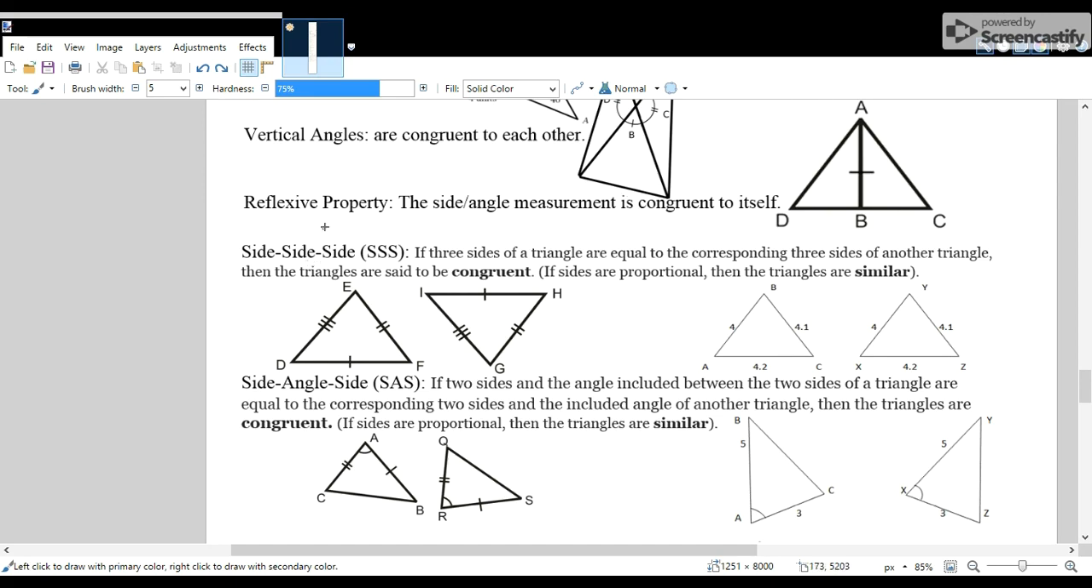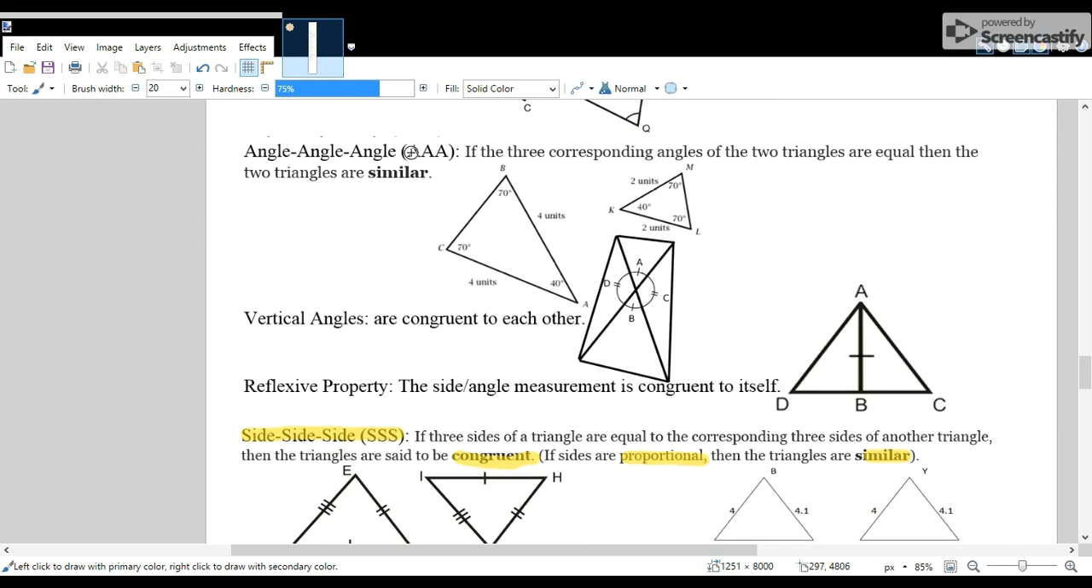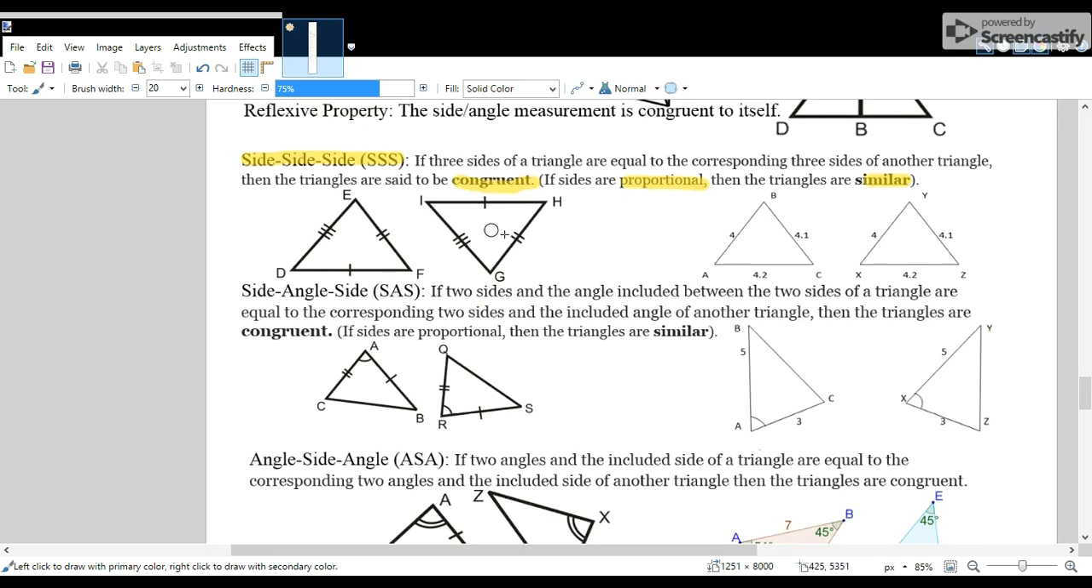Now the side theorem, we have if three sides of a triangle are equal to the corresponding three sides of another triangle, the triangles are said to be congruent. And if the sides are proportional, the triangles are similar. So you can use this theorem for both congruence and similarity. Now with angle, you can only prove it for similarity, not congruence.